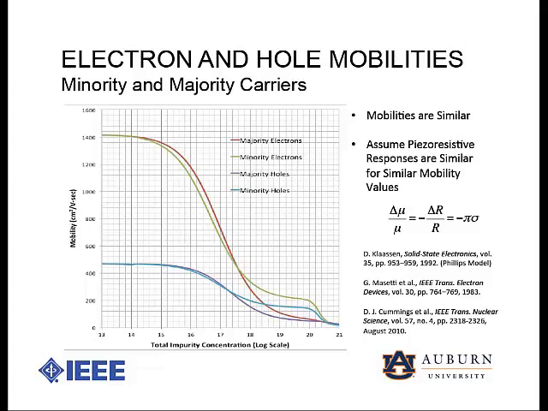This graph gives you the mobility versus the impurity concentration in the structure, and the upper two curves are for minority and majority carrier electrons, and the bottom two are for holes. And they're very, very similar until you get out to very heavy dopings, but out there these coefficients are getting small enough that it doesn't matter much. So we're assuming that the piezoresistive response, the change in mobility basically, is the same for majority and minority carrier electrons.